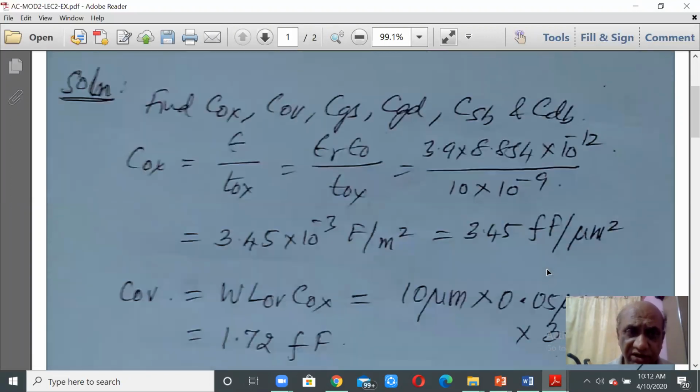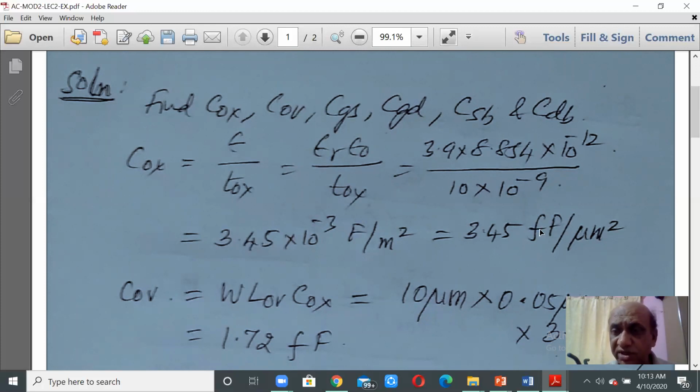First, Cox is what we need to find out. Cox is epsilon by tox, where epsilon is the permittivity. Epsilon is epsilon r times epsilon naught, that is 3.9 into 8.854 into 10 to the power of minus 12. The epsilon r for silicon dioxide is 3.9. That's not given in the problem, but it is to be assumed. The value of epsilon naught is the standard value, 8.854 into 10 to the power of minus 12. tox is 10 into 10 to the power of minus 9. If you calculate this, it will be 3.45 into 10 to the power of minus 3 farad per meter square.